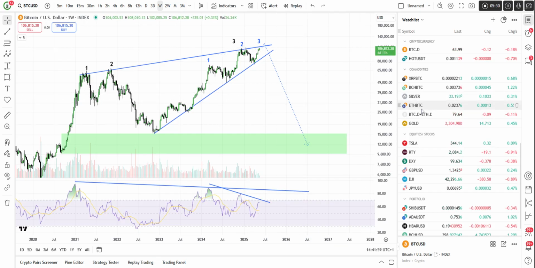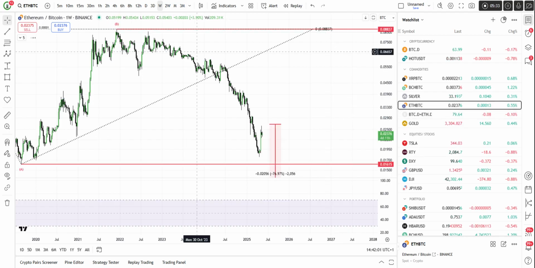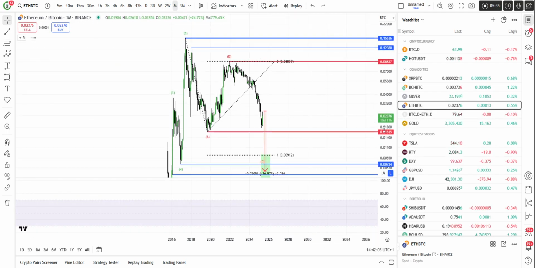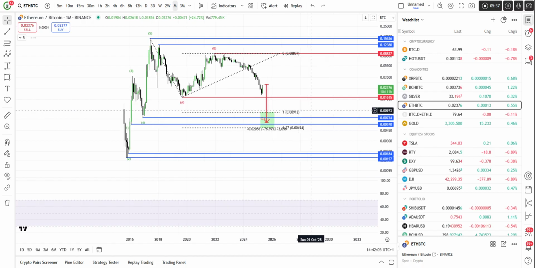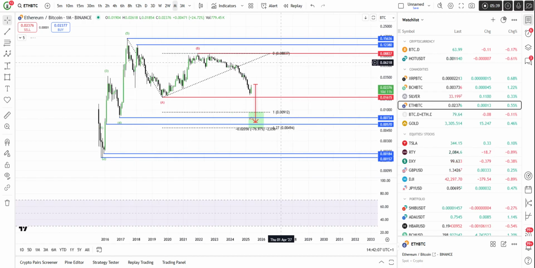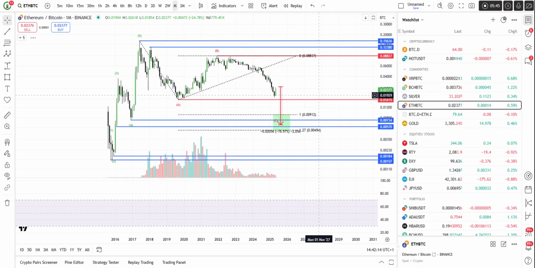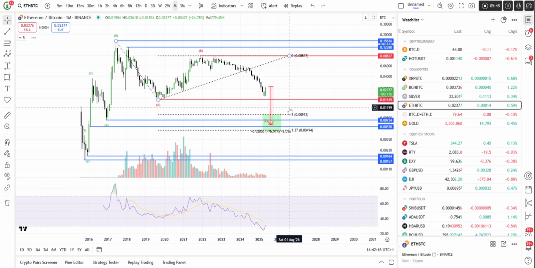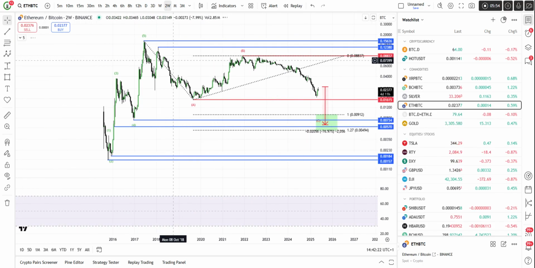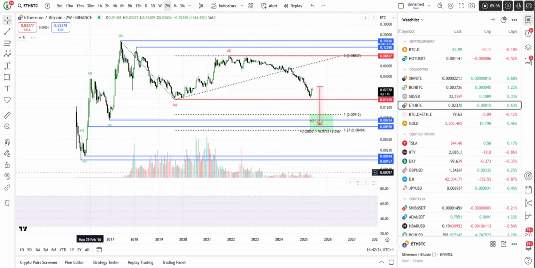I'm just going to go over to ETH Bitcoin, and I'll show you on the monthly chart why my warning about Bitcoin could be true. In fact, I'll change that to the 2 weeks, it'll look better. So this is ETH Bitcoin.